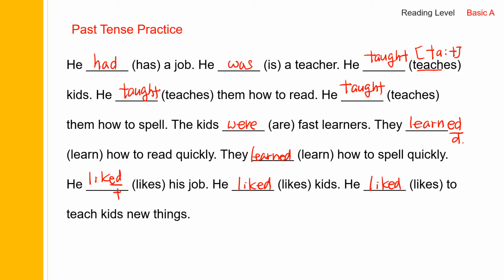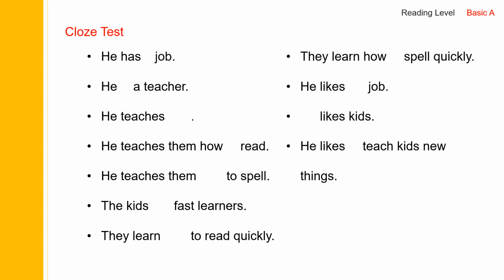Okay, let's read the story just one more time. He had a job. He was a teacher. He taught kids. He taught them how to read. He taught them how to spell. The kids were fast learners. They learned how to read quickly. They learned how to spell quickly. He liked his job. He liked kids. He liked to teach kids new things.